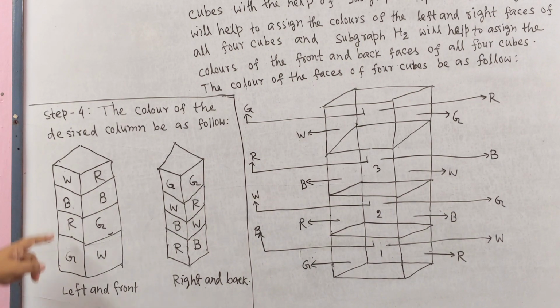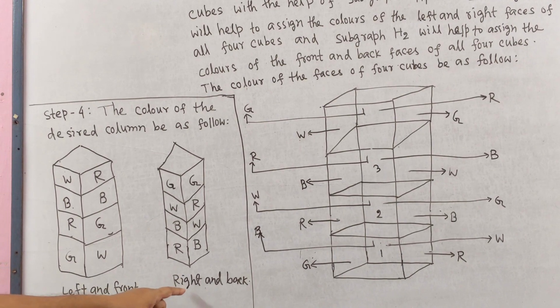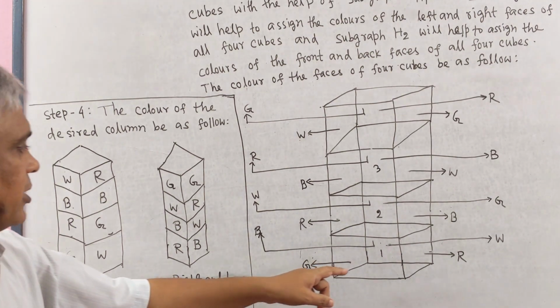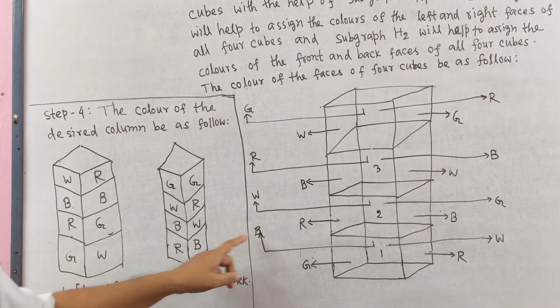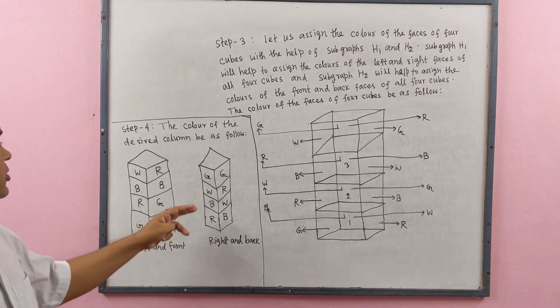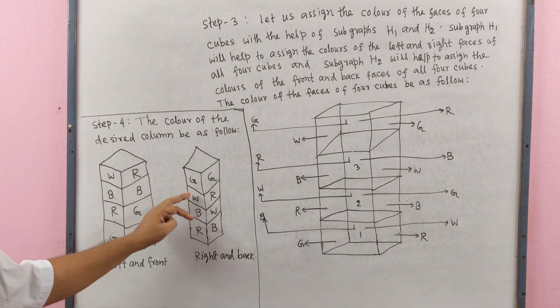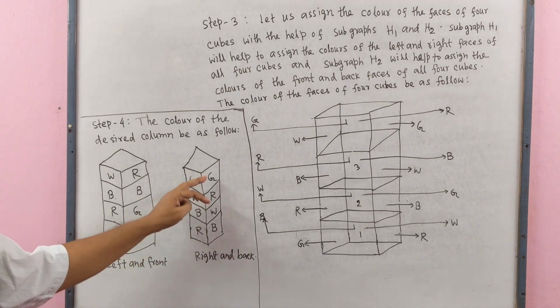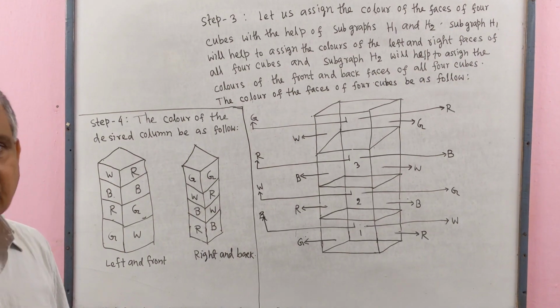Here we see that all faces in this column are of different colors. Here also all faces of the column are of different colors. Similarly, right and back. For the first cube, right is R, here R, and back is B. Similarly for the other cubes. And we see also that in this column all faces are of different colors. Here also all faces are of different colors. So our problem is solved.